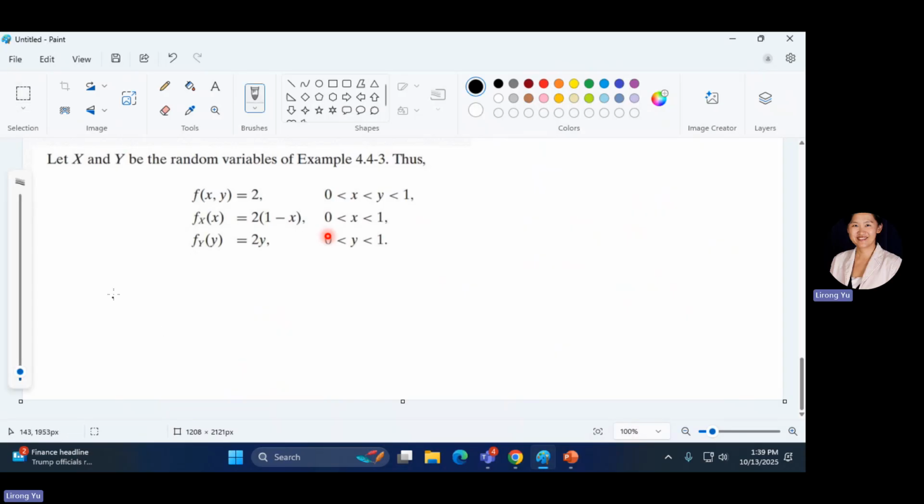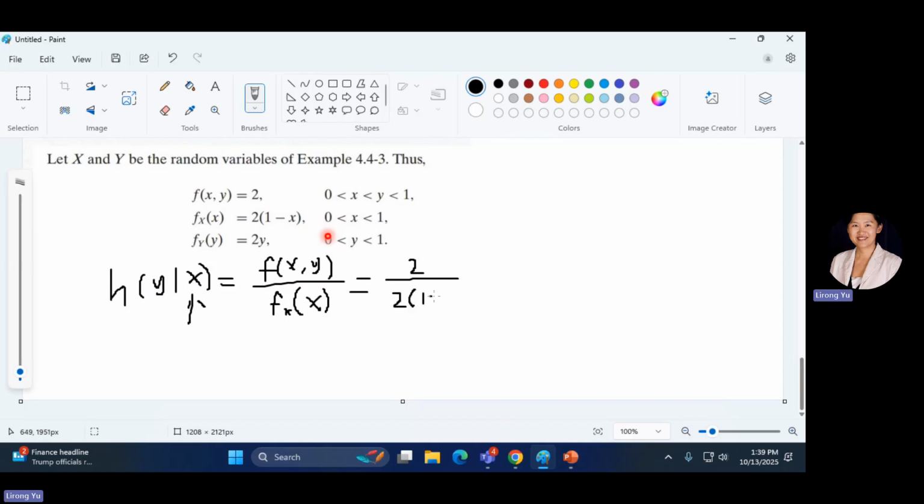Now, if we want to find the conditional distribution, let's say h, which is the conditional distribution of Y given X, the computation will be the joint distribution of X and Y divided by the marginal distribution of X. So the formula would look like this: it will be 2 divided by 2 times (1 minus x). This is the one that we need.